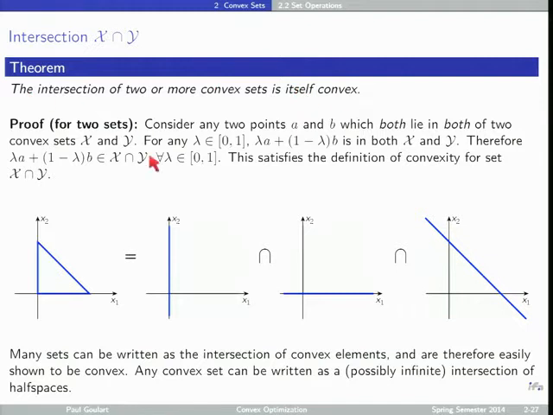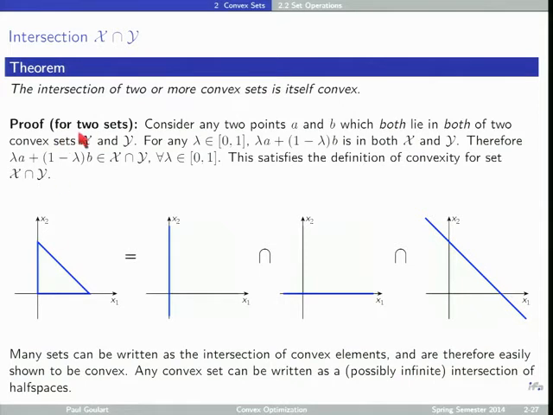So we say, okay, you take one set, which is everything to the right of this plane. We take another set, which is everything above, and another set, which is everything down and to the left of this plane. We intersect all of them together, and I get this little triangle, and it's a convex set. And it's easy to prove that this is the case.